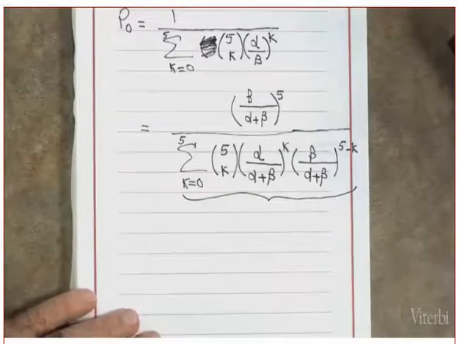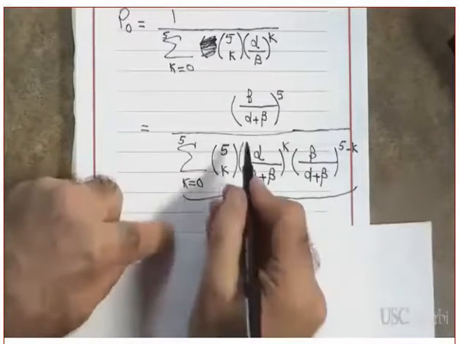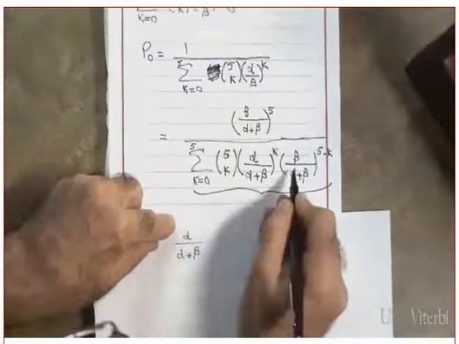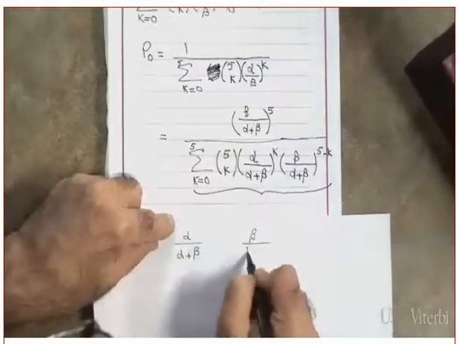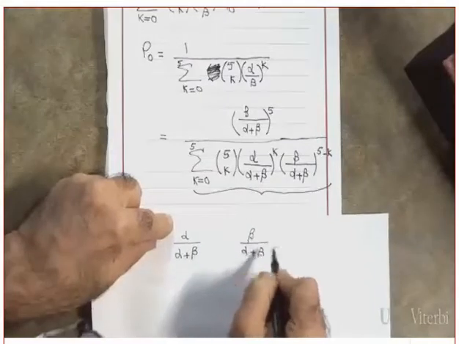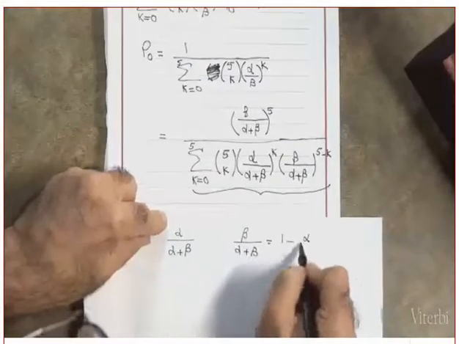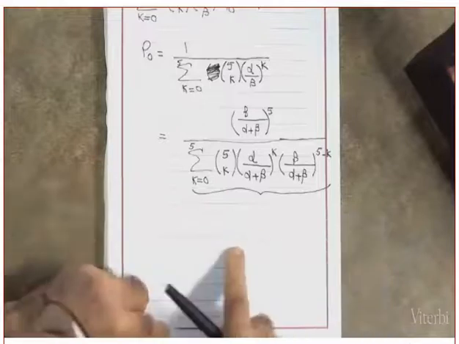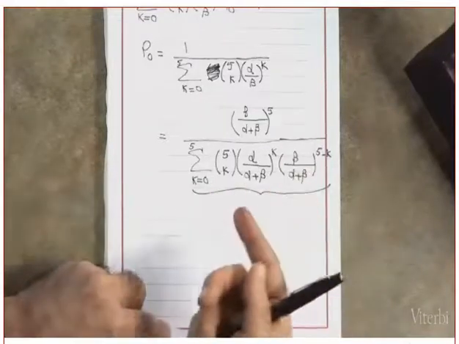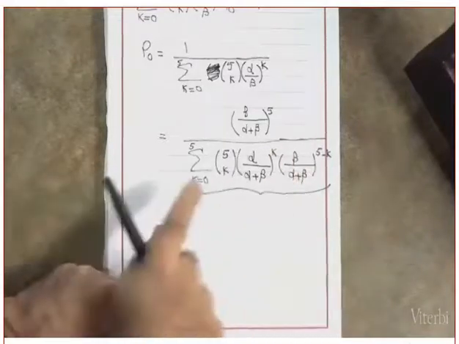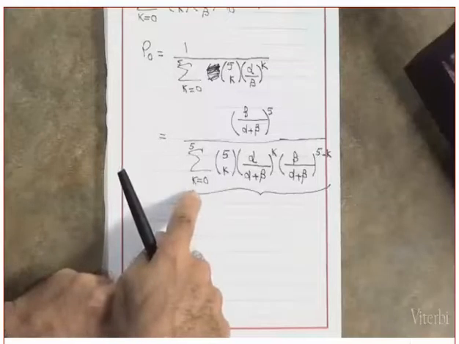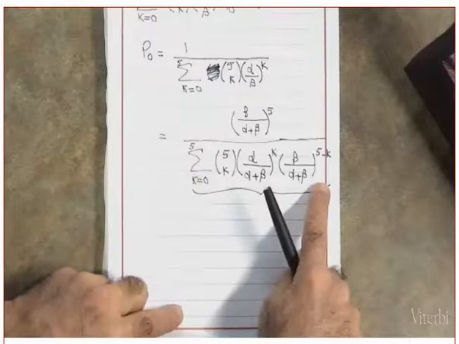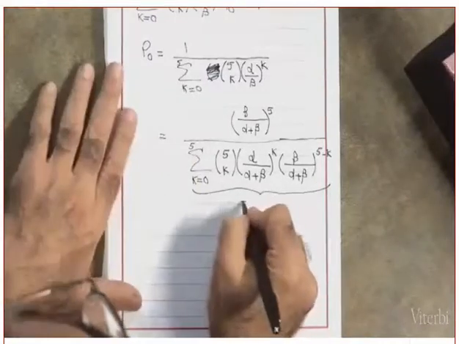Still waiting. I want you to see this. Alpha over alpha plus beta, and this one, which is what? Beta over alpha plus beta. What is this equal to? 1 minus alpha over alpha plus beta. You agree? So what is this? That's a binomial. Yes? That is a binomial, and I'm adding between K equal to 0 and 5. So what is this? 1. That's equal to 1.